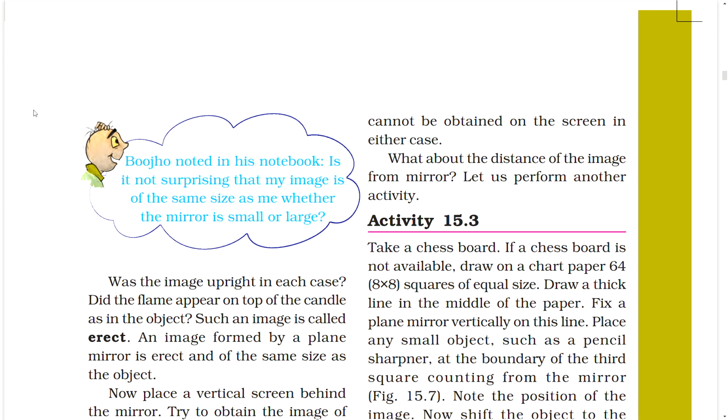Bojo noted in his notebook, "Is it not surprising that my image is of the same size as me whether the mirror is small or large?" Was the image upright in each case? Did the flame appear on top of the candle as in the object? Such an image is called erect. An image formed by a plane mirror is erect and of the same size as the object.